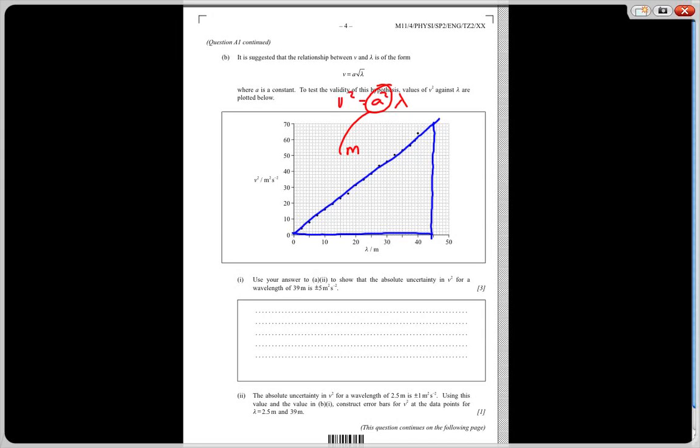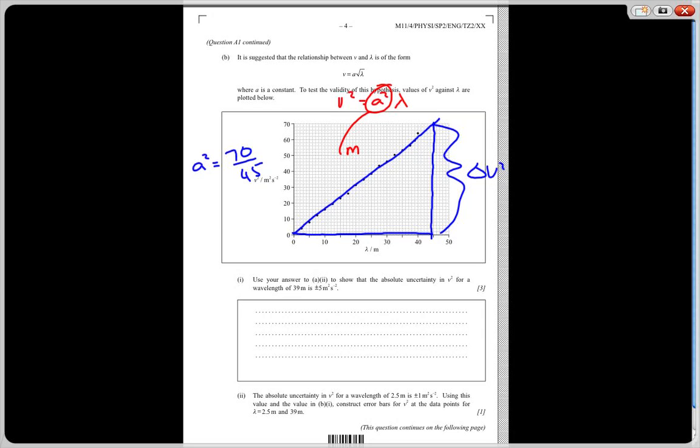So when I'm finding the slope, which is going to be A squared, so A squared is going to equal that amount there, which is my change in V squared. That is going to be 70. And when this over here is 45. So A squared is equal to 70 divided by 45. I'll just do it on my calculator here. 70 divided by 45. And you get about 1.55.